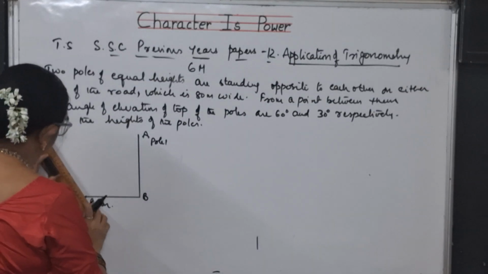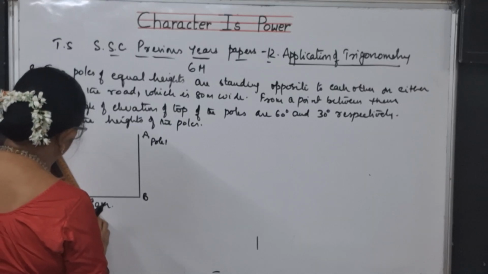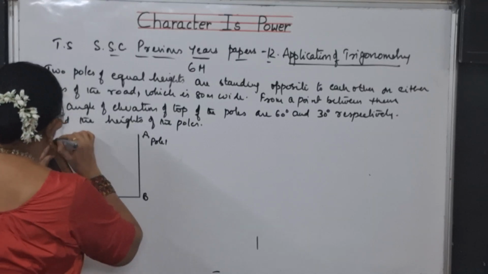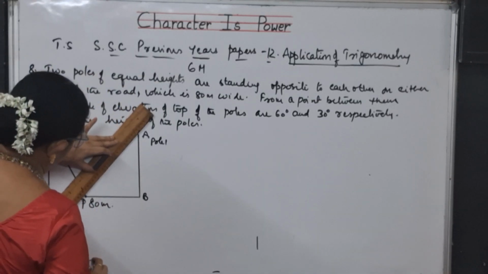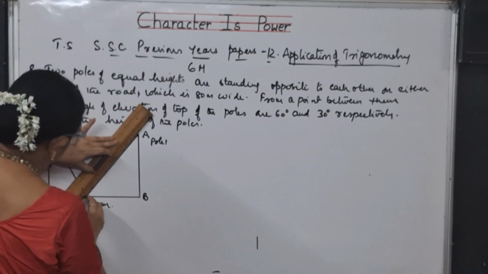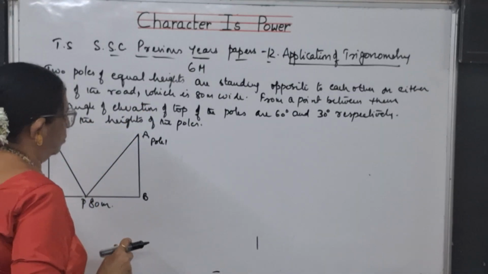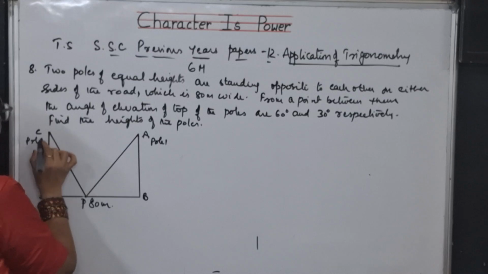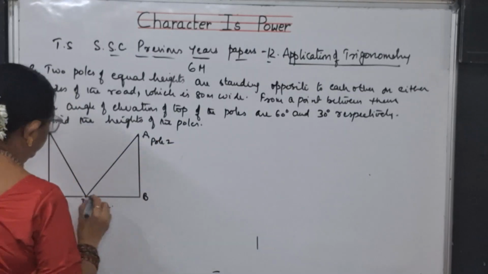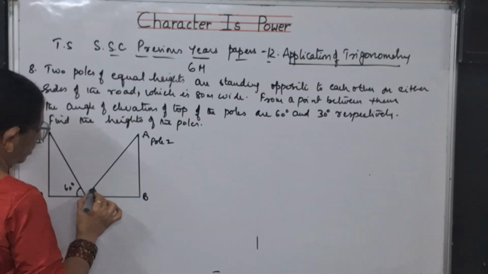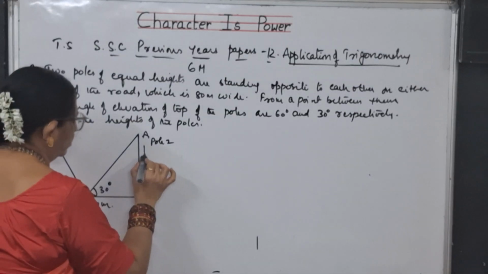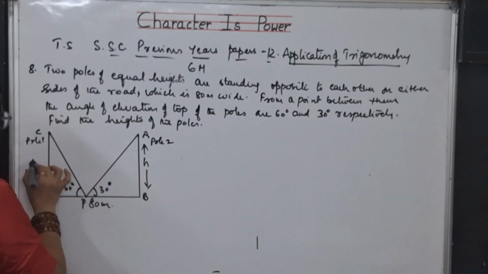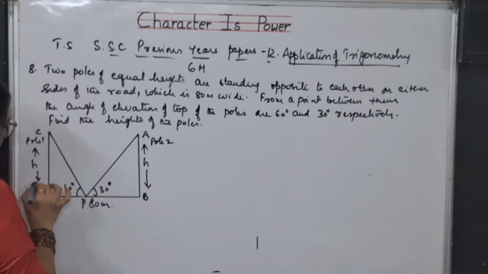From the point P, the angle of elevations here, one is 60 degrees and another one is 30 degrees. So first they have given 60 degrees, so let me write it as pole 1 and this as pole 2. This is 60 degrees and this is 30 degrees. Now the question is height of the pole. So this height and this is the height. What is this height? They are asking.